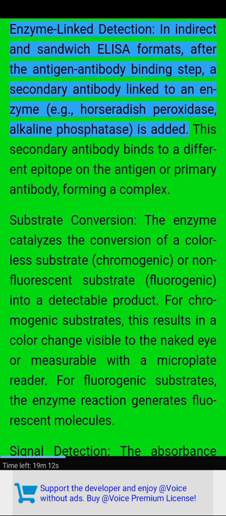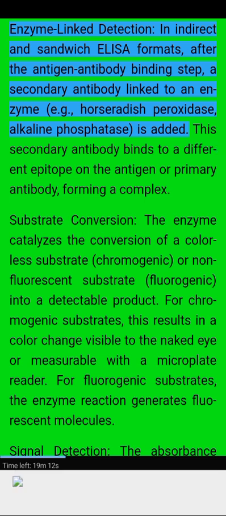Enzyme-linked detection. In indirect and sandwich ELISA formats, after the antigen-antibody binding step, a secondary antibody linked to an enzyme, e.g., horseradish peroxidase, alkaline phosphatase, is added. This secondary antibody binds to a different epitope on the antigen or primary antibody, forming a complex.